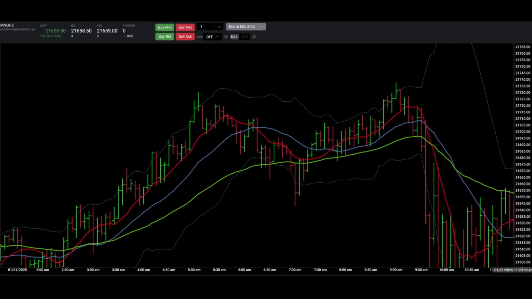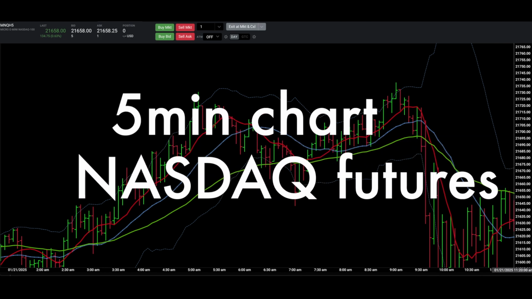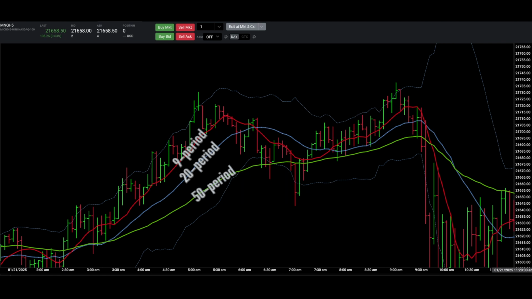Today I want to show you a strategy called red light, green light. Here we're using a 5-minute chart of the NASDAQ futures and 3 moving averages. A 9-period moving average, that's our red line, a 20-period moving average, that's our blue line, and a 50-period, that's our green line. Now here I also have a 20-period Bollinger Band with standard deviation of 2.